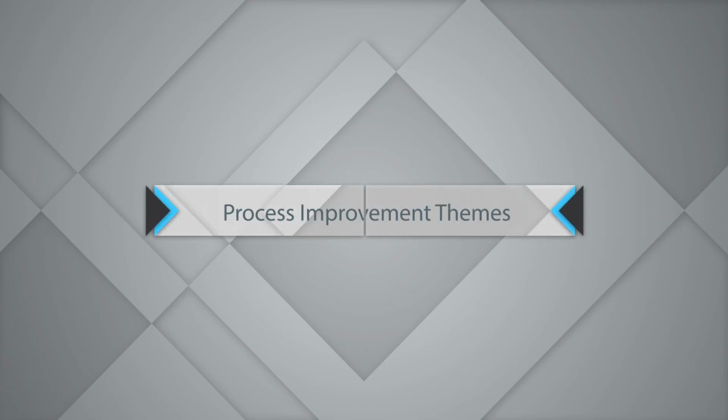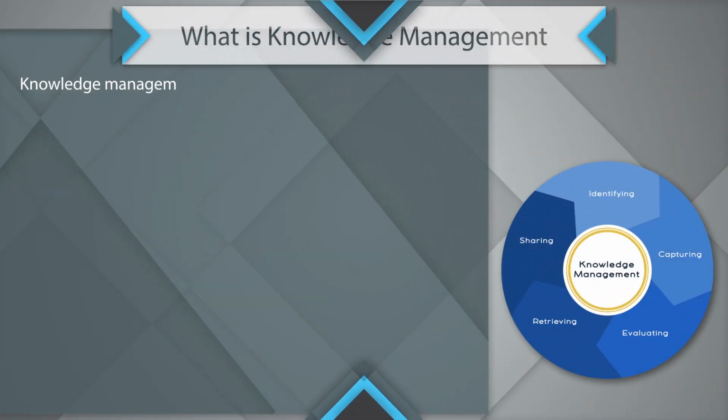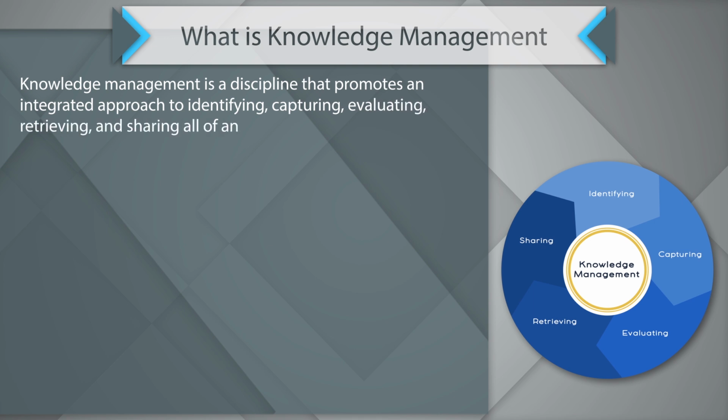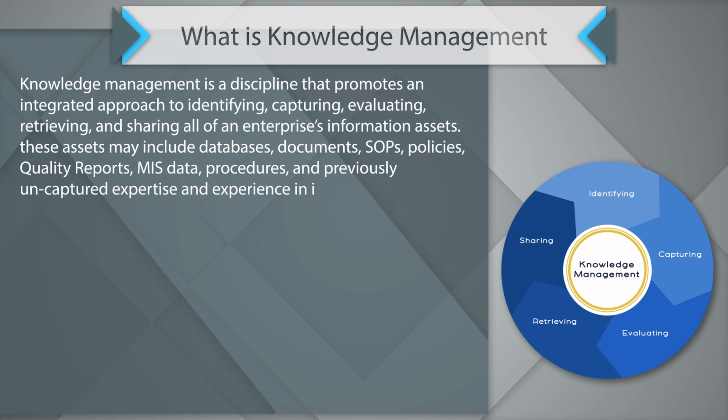Now let's attempt to understand another process improvement theme of asset reuse and knowledge management. What is knowledge management? Knowledge management essentially is a discipline that promotes an integrated approach to identifying, capturing, evaluating, retrieving, and sharing all an organization's information assets. These assets may include databases, documents, standard operating procedures, policies, QC reports, MIS data, procedures, and any previously uncaptured expertise and experience in individual workers.